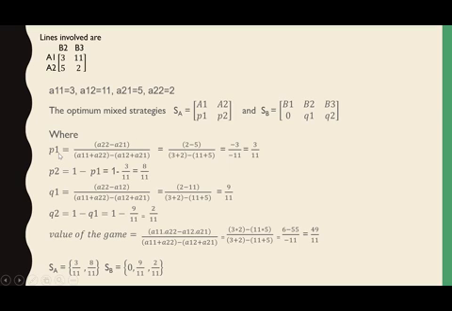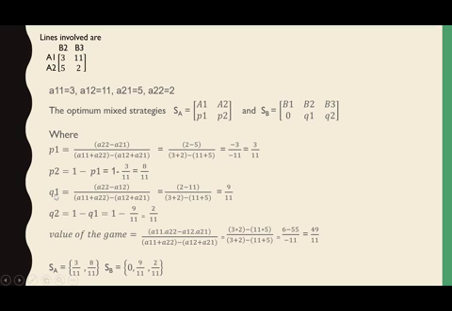So now calculate P1: A22 minus A21 divided by A11 plus A22 minus A12 plus A21. So it will be 2 minus 5 divided by 3 plus 2 minus 11 plus 5. So it will give us minus 3 by minus 11, the two minuses get cancelled. So the probability that I get is 3 by 11. So P1 is 3 by 11. What will be P2? 1 minus P1. So 1 minus 3 by 11 is 8 by 11. So P1 and P2 are calculated.